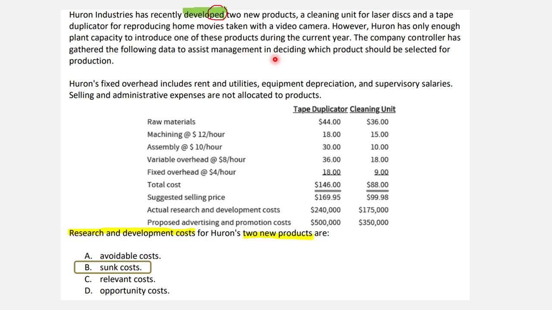So research and development cost for the two new products will no longer change in the future. Na-incurred na yan, no? Naka-past tense na yan. Nangyari na yan. It was already incurred. There is nothing we can do about it anymore. Kung papalpak yung tape duplicator, papalpak yung cleaning unit, iiyak na lang tayo, hindi na magbabago kung magkano yung ginastos nating research and development. Okay? So that is B, a sunk cost. It should not be considered in any decision.